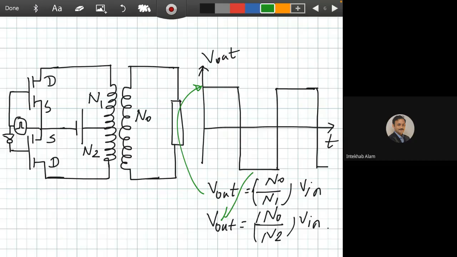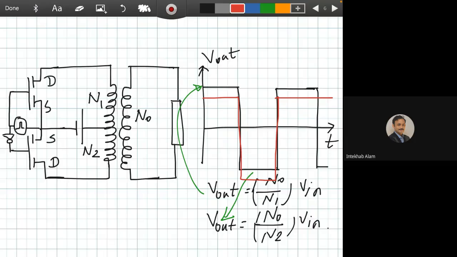So what will happen if they are not same? If we find one output in here and the other output in here, what will happen? If we get the output like the red one, what will happen? Do you have any question? Can you understand?